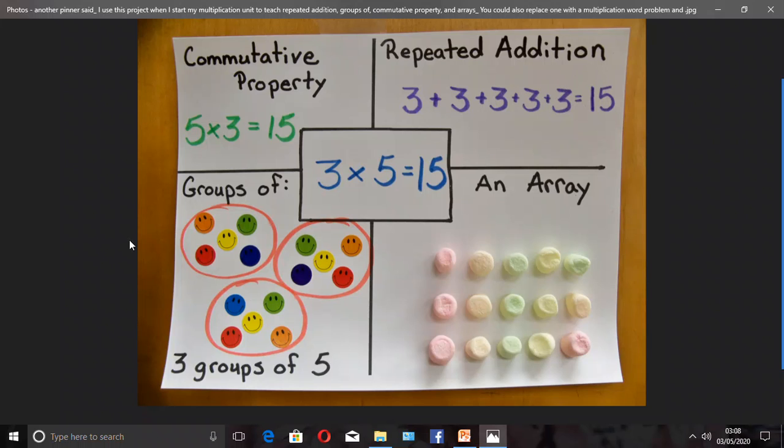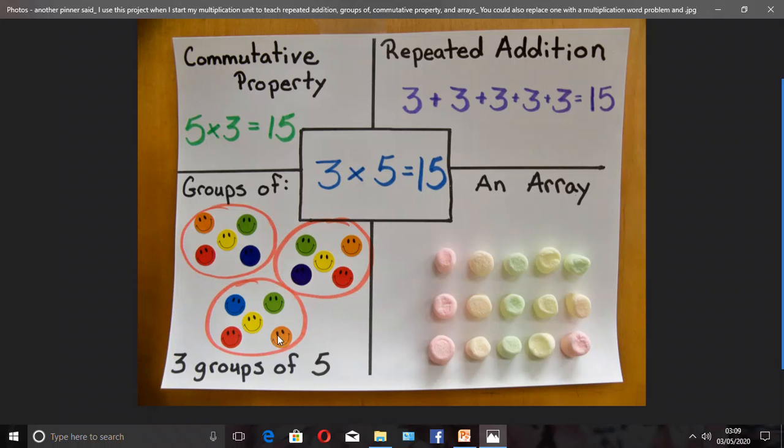Okay, that's very good. Another way we can calculate multiplication is using groups. Can you see the pretty smileys? We have the orange one, the green one, yellow, red, and blue. All 5 smileys grouped. And we have how many groups? 3 groups, all 5. You can see each group. The first group, second group, and third group.